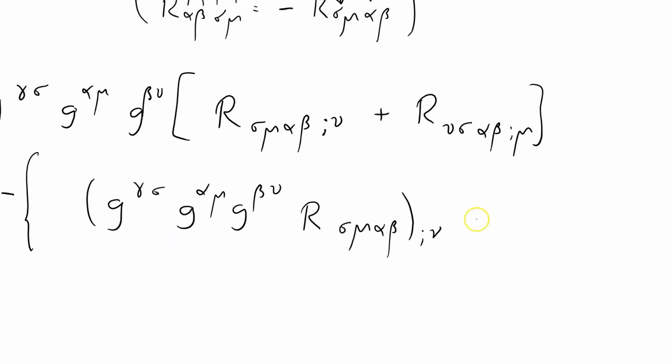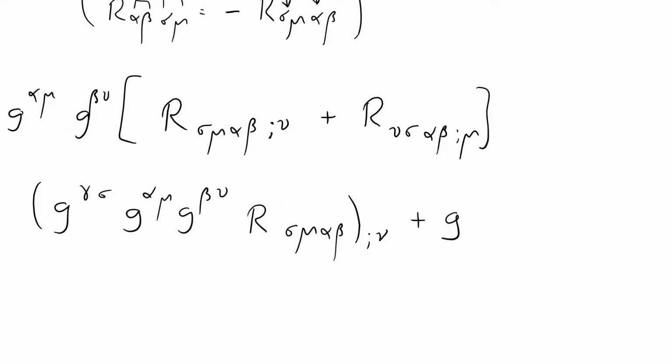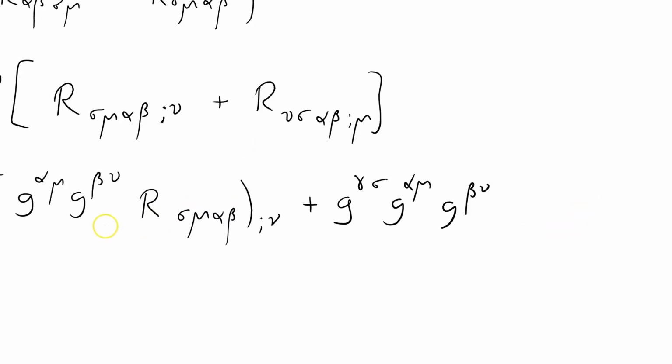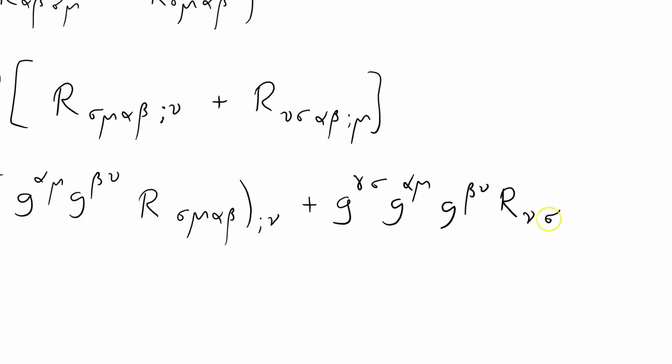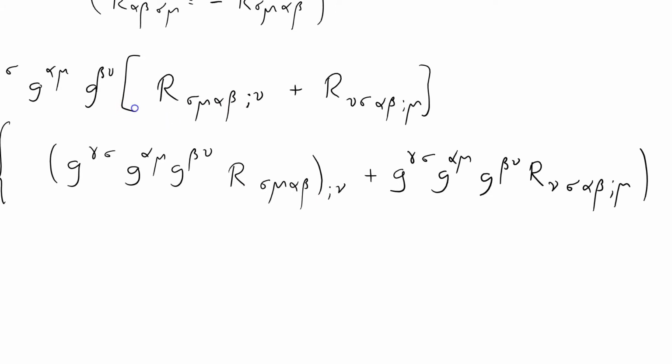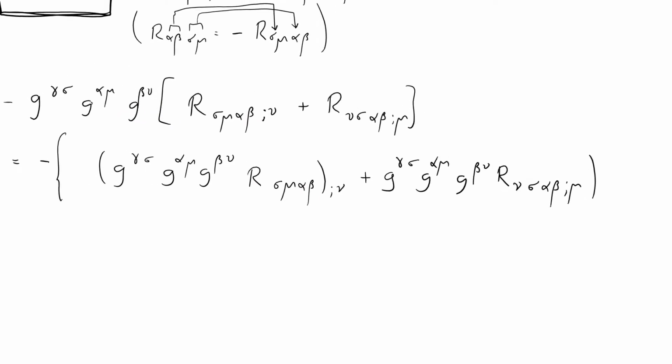The minus sign stood up there, plus G gamma sigma, G alpha mu, G, I'm just copying off here, mu down, times, now I need to use this here, R mu sigma alpha beta semicolon mu. There it is. And have I got my minus sign still? Yeah, the minus sign's outside altogether. And I need to close a curly bracket to match this curly bracket.